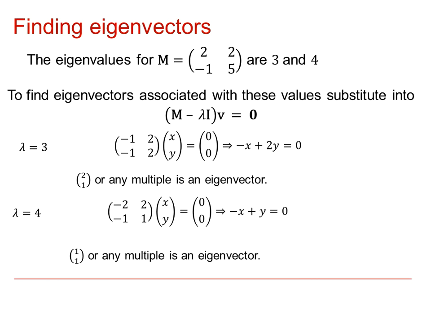So to find the eigenvectors, we take each of the eigenvalues in turn and substitute them into the equation M minus lambda I times v, a general vector, or the vector that we're trying to find for the eigenvector, and that must give us the 0 vector. So we end up with two invariant lines, and the vectors in the direction of those lines are the eigenvectors.